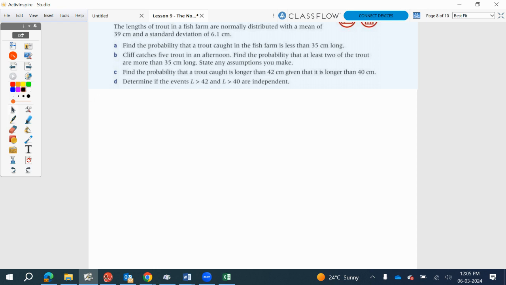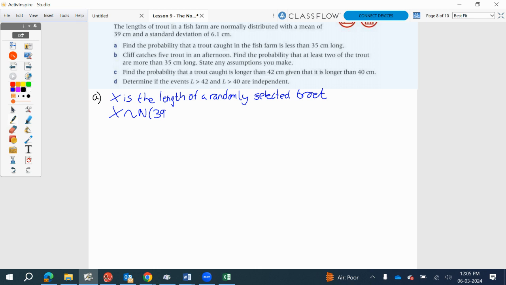So for A, we need to say that X is the length of a randomly selected trout. How is X distributed? Normally? 39. 6.1 squared.